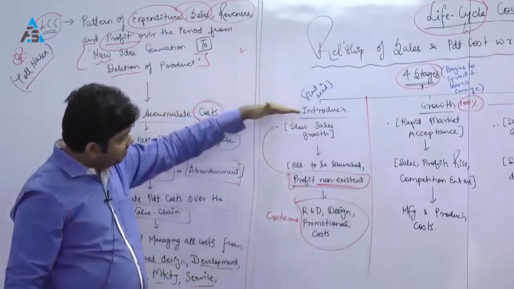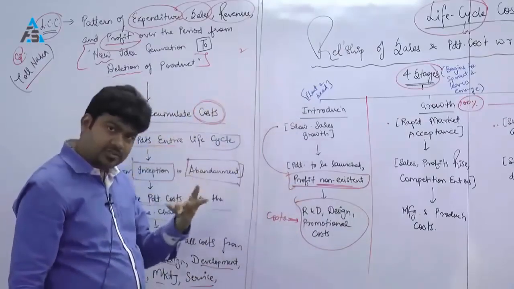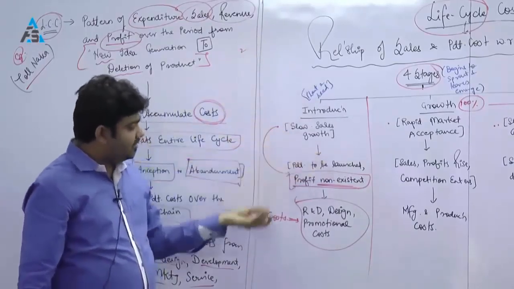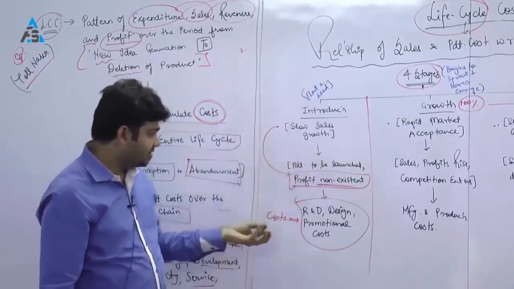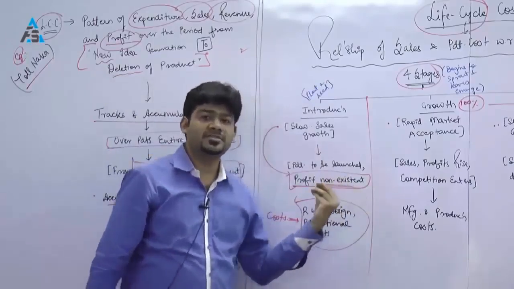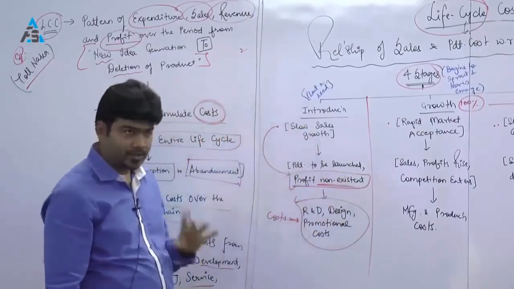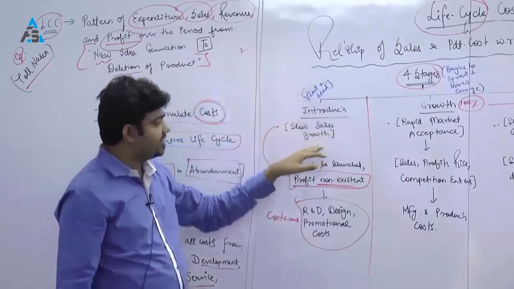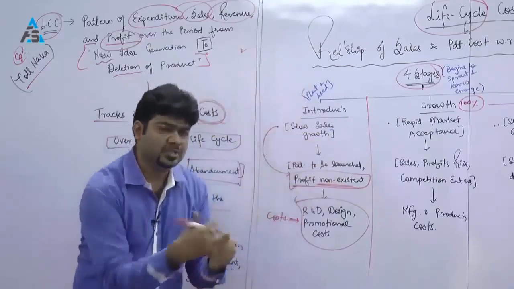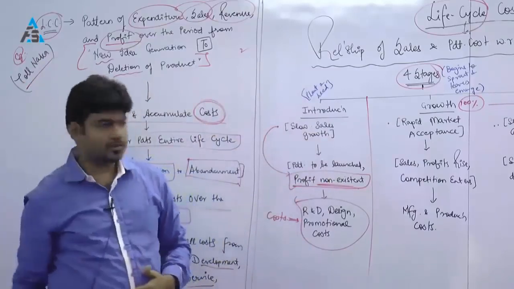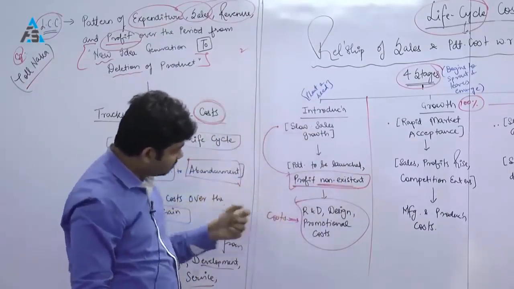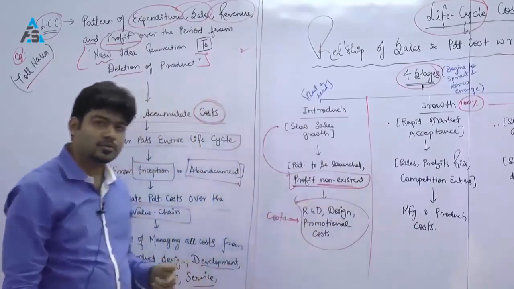If you open your PM 1, 2, 3, there are three different questions that they have asked. The characteristics, then what is the profitability, what are the sales in your introduction stage, and finally what are the costs incurred in various stages, all three in one. All right, so all the questions tackled together. So introduction is characterized by a slow sales growth, product is just to be launched, but it goes without saying that the profit will be non-existent. What are the costs that you are going to majorly incur? They are R&D, design, promotional cost.